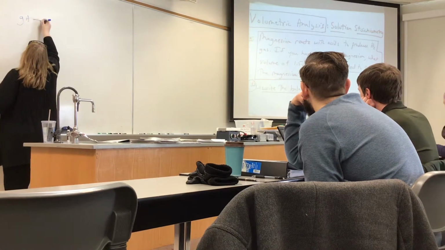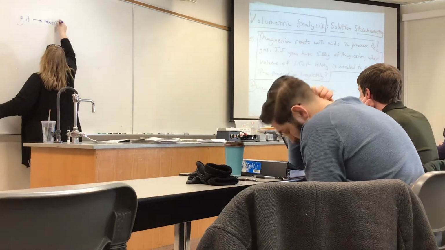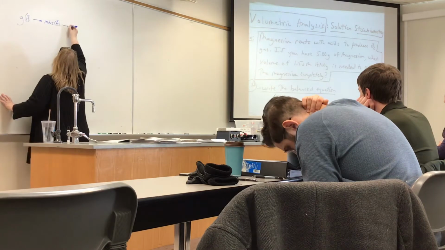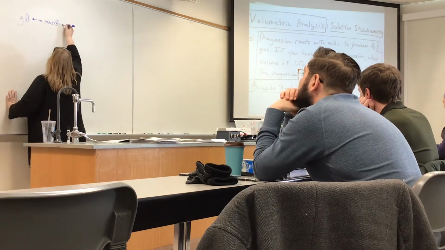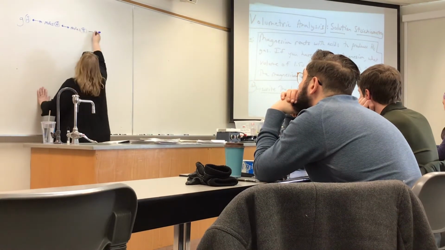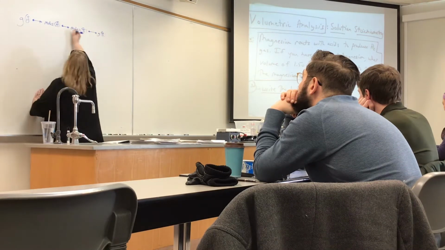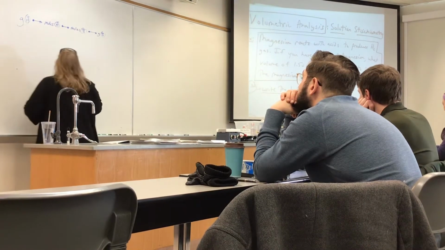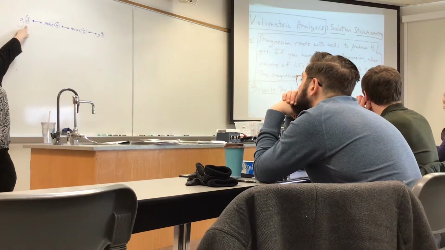So in chapter 4, we use this outline quite a bit. Grams of A to moles of A. I'm going to put double-headed arrows here now. Moles of B. Grams of B. Okay. Remember this from chapter 4, stoichiometric calculations?